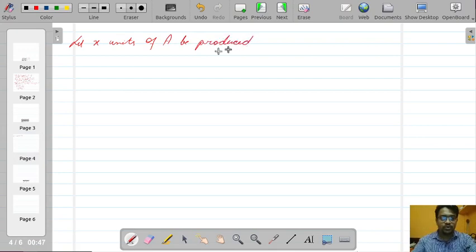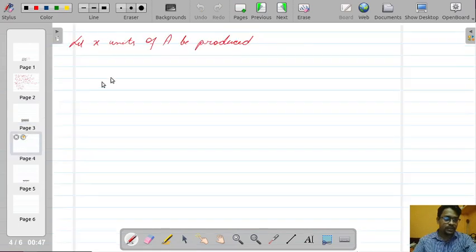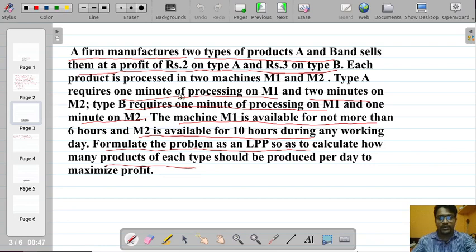Whether it is produced per day or per week, you have to see from the question. Any working day, so per day, so let us keep it as day. Let X units of A be produced per day, and let Y units of B be produced per day.